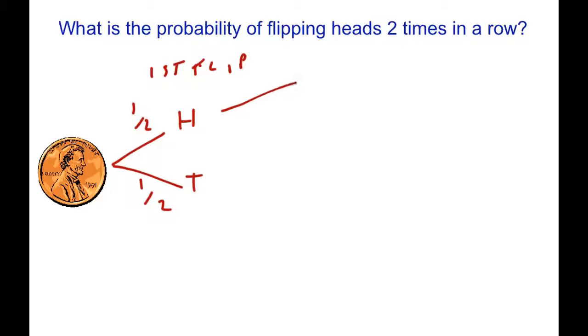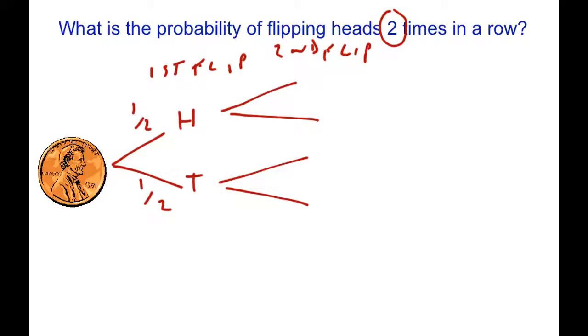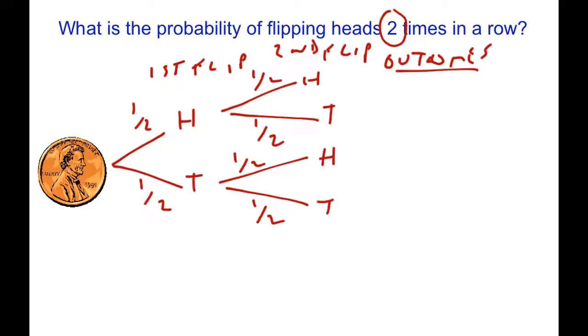Okay, we would have done our second flip because we said 2 times in a row. So we would have labeled second flip. We would have heads and tails again, heads and tails again. Still 1/2 for heads, 1/2 for tails, 1/2 for heads, 1/2 for tails. We would have then our outcomes column, and that would be all the things that could happen. I can just follow the branches.